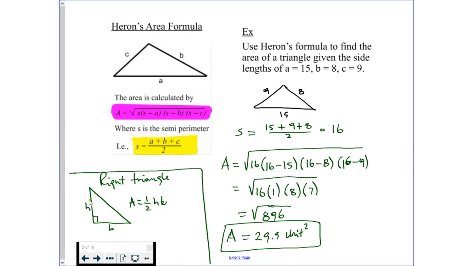So you take the square root of 896. That's how we got 29.9.